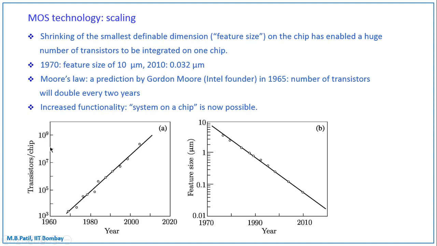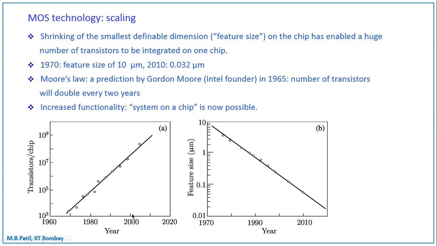All right. Now, Gordon Moore of Intel predicted this kind of trend in 1965, and his prediction was that the number of transistors will double every 2 years. And this prediction has turned out to be more or less accurate over several decades, in fact, and it has become known as Moore's law.